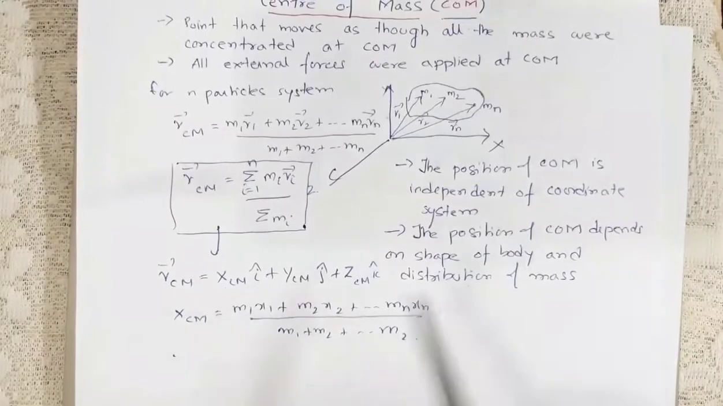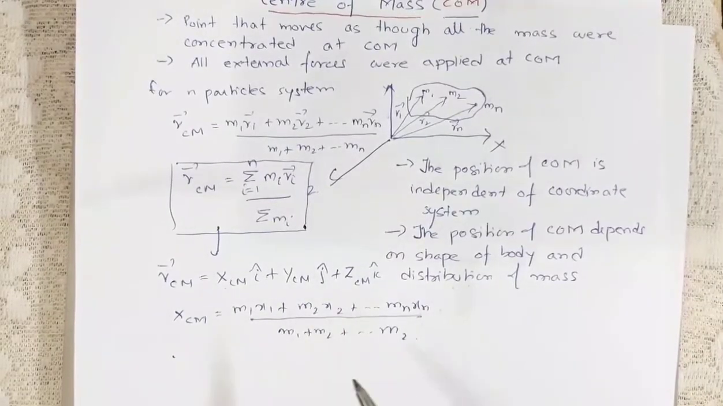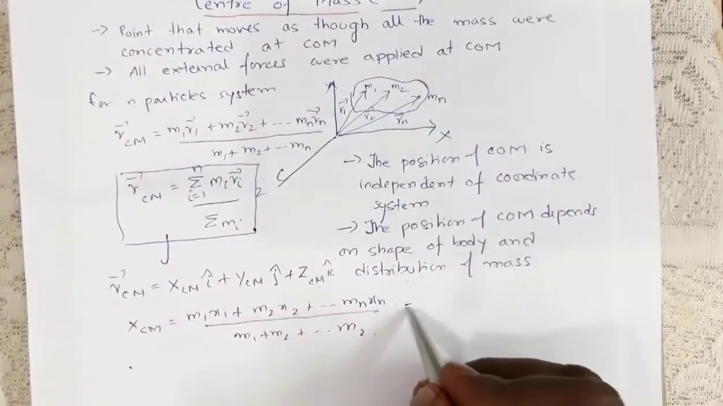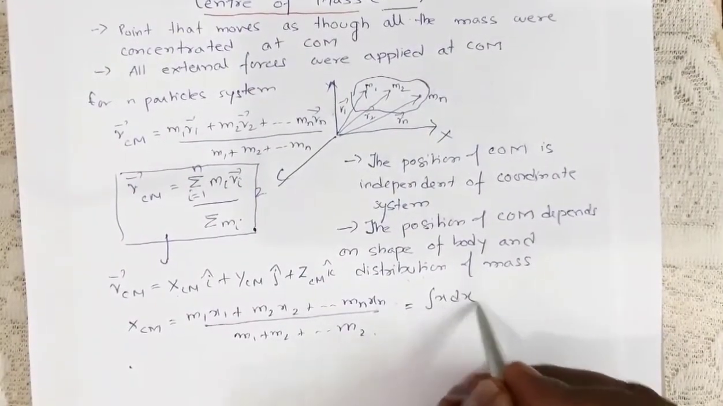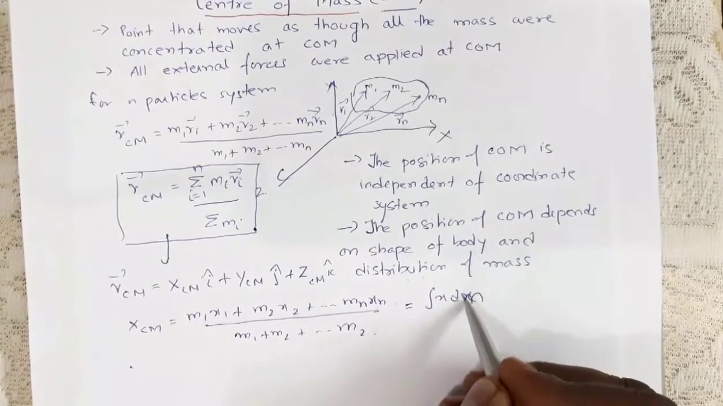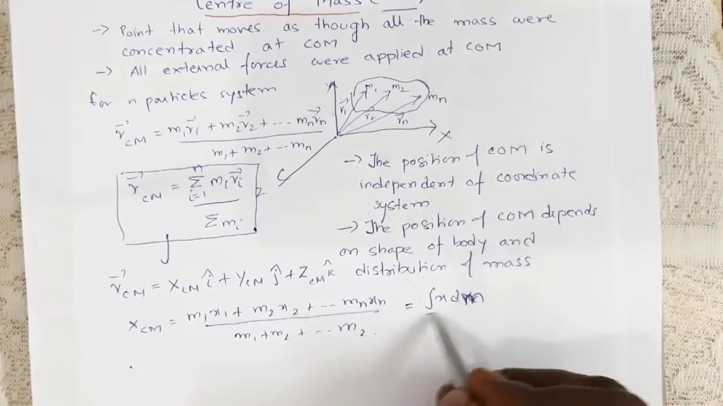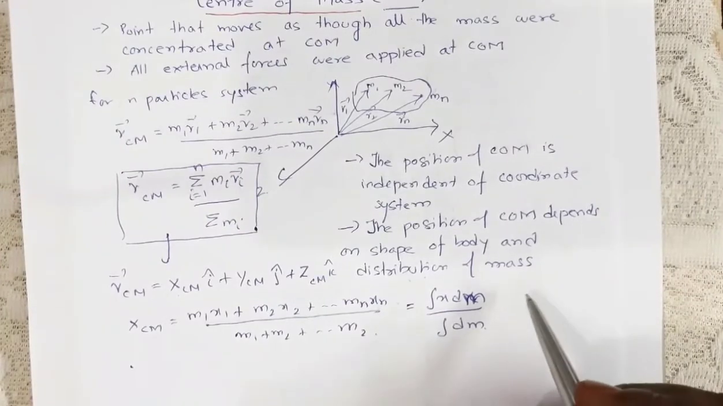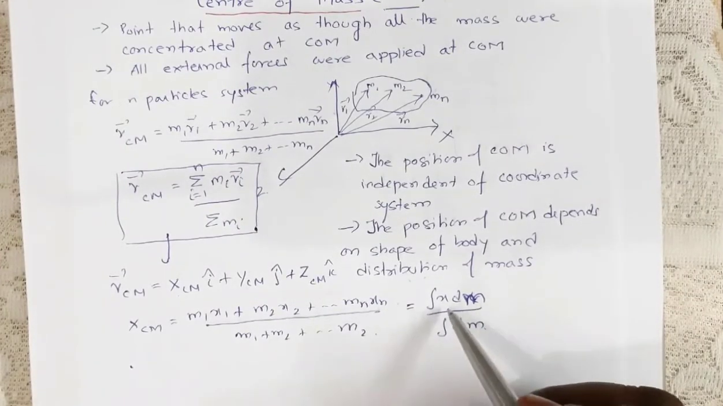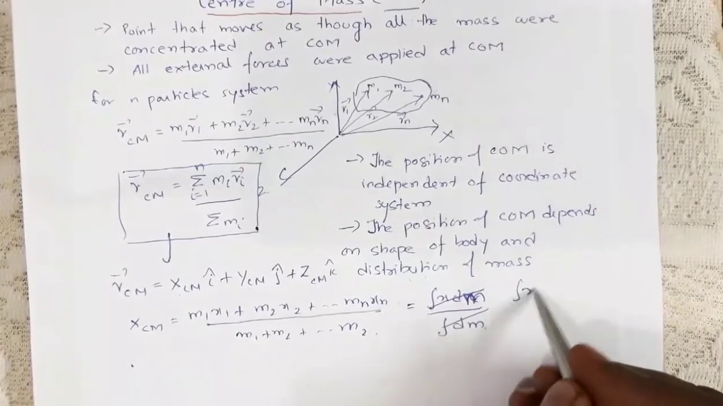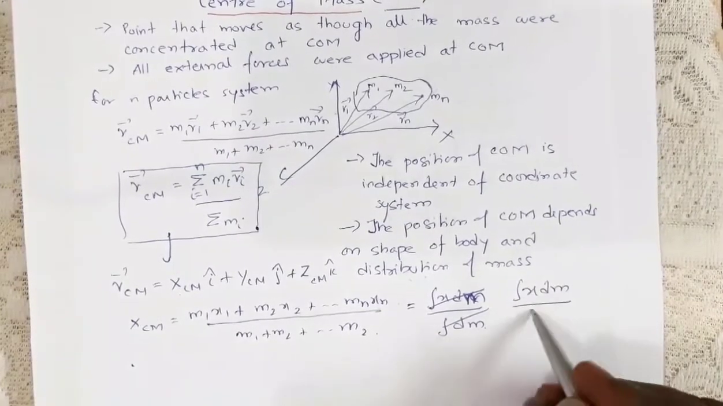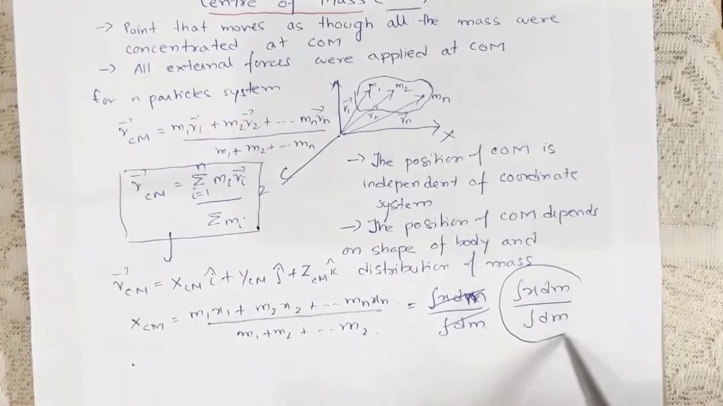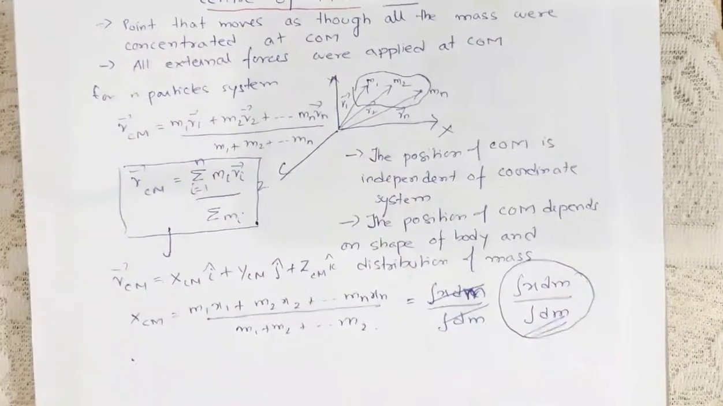Now, in case the mass distribution is continuous, then this can be written in calculus form as integration of x dm divided by integration of dm. Now let's see how we use this expression to locate the center of mass.